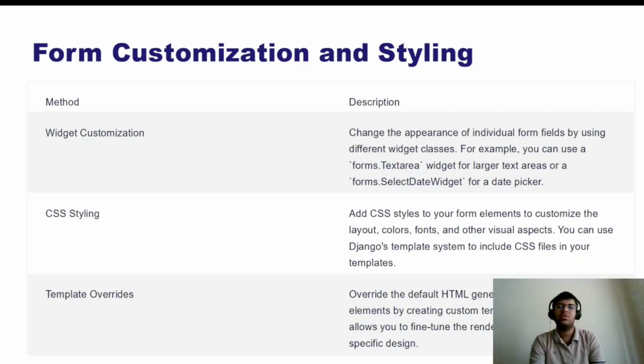Here you can add CSS styles to various form elements to customize their colors, fonts, and visual aspects. You can also use Django's template system to include your CSS file in your templates. Next one is template overrides. Here we can override the default HTML templates generated by Django by creating our own custom templates. It allows for fine-tuning of the rendering of your forms for a specific design.